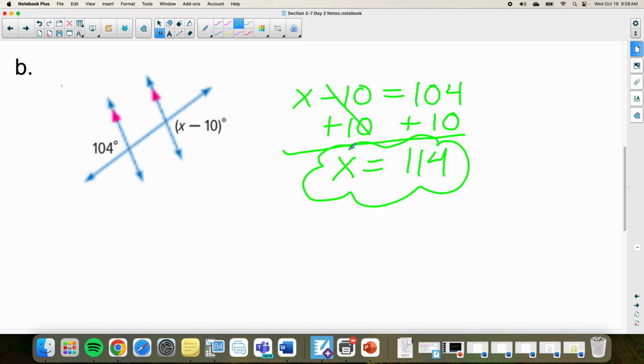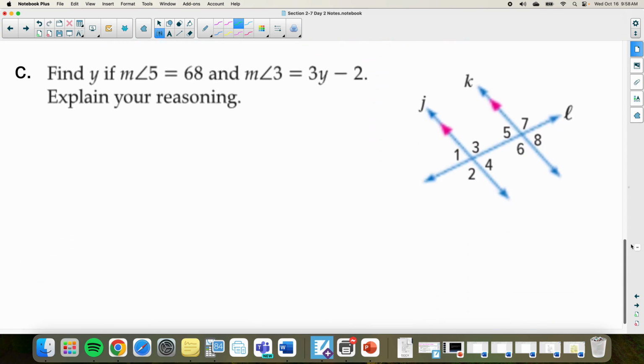Okay. Now let's go down to this one. If they ever ask you today to explain your reasoning, you don't have to do that, okay? So we're just going to find y here. What they're telling us is that angle 5 right here is 68, and angle 3 right here is 3y minus 2. Are 5 and 3 angles we know? Yeah, what kind? Consecutive interior. That's the one that's not on the wall, so what do we know about it? Yep, they're supplementary, they add up to 180.